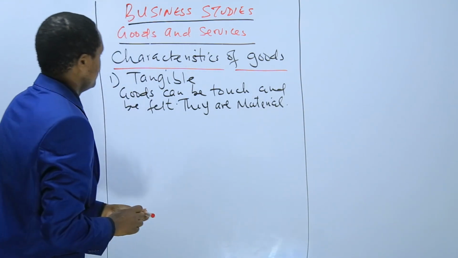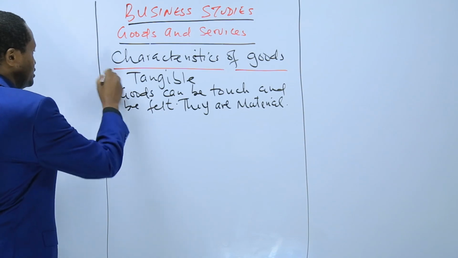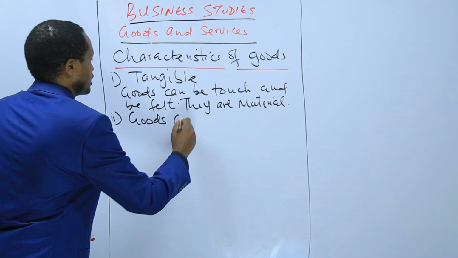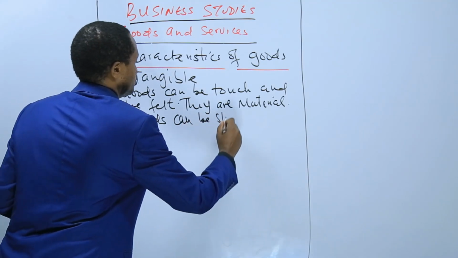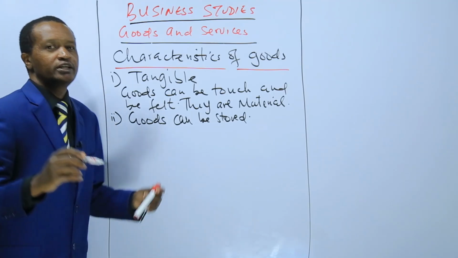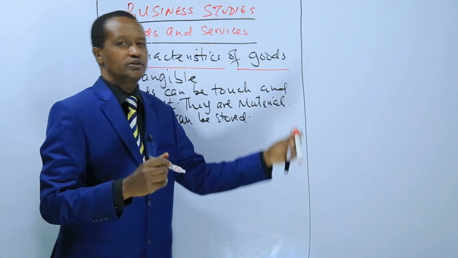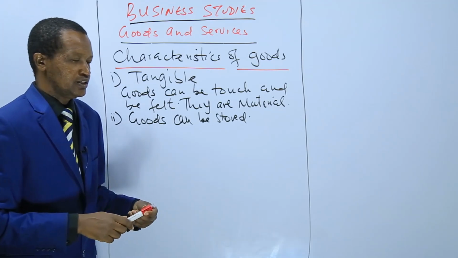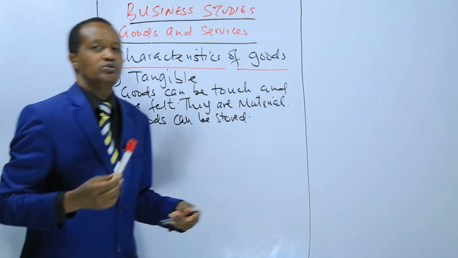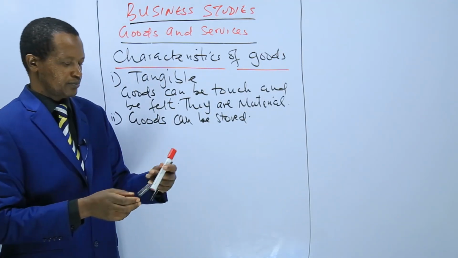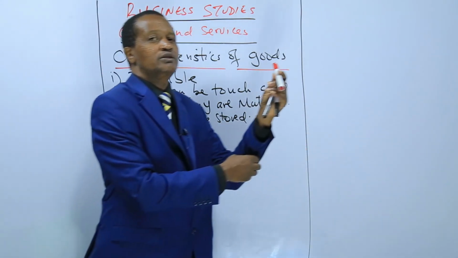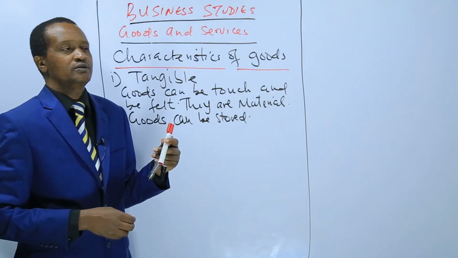Then another characteristic, this is Roman 2. Goods can be stored. Goods can be stored for future use. I can buy this pen in 2020 and use it in 2022. I can buy this suit in 2022 and use it in 2030. All right?